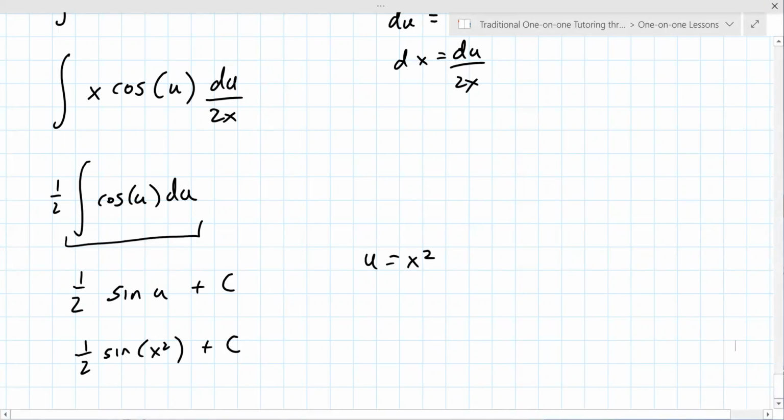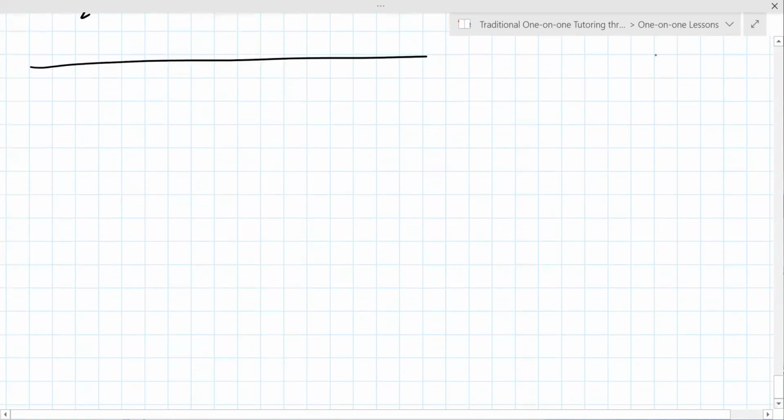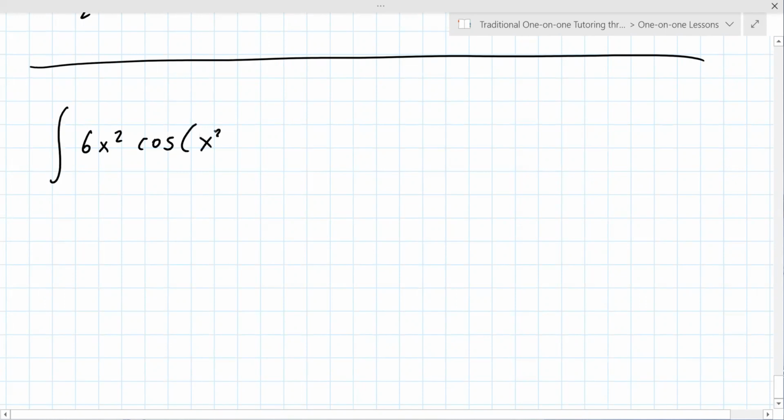Okay, let me have you try one like this. The integral of 6x squared cosine x cubed dx. Your u is x cubed. Give this one a try, please.